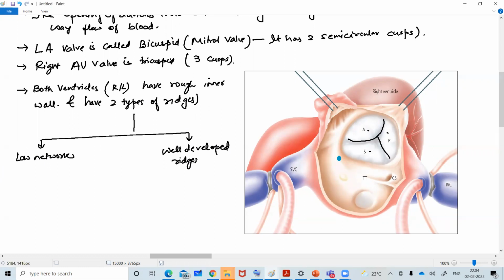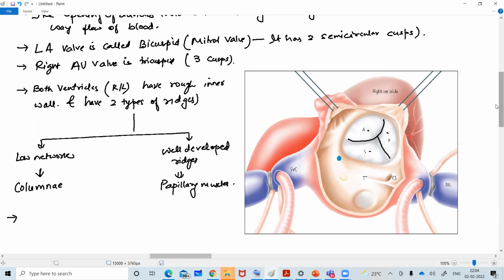Now there is a name given to this. The low network of ridges is called columnae carneae, and the well developed ridges are called papillary muscles. So these 2 types of muscles help in the smooth functioning, smooth operation of the lower part of the ventricle. Next, the left ventricle wall is 3 times thicker.